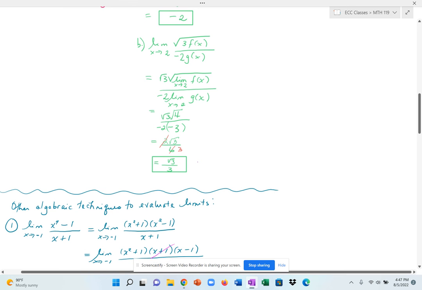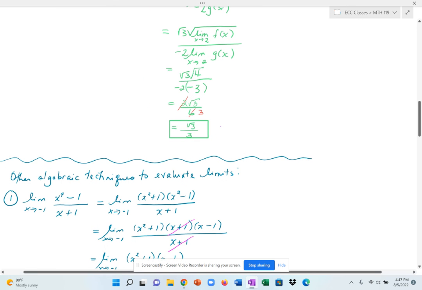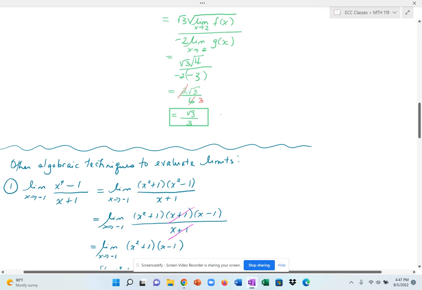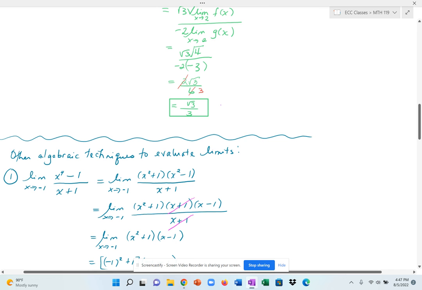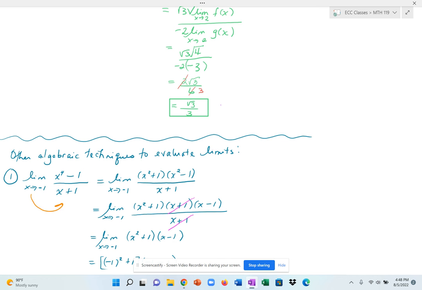So there are other algebraic techniques other than just factoring, which we did again in the previous lesson. So we'll practice the factoring again, but then we'll also use some other techniques in order to evaluate a limit through algebraic methods. So in this example, I have the limit as x approaches -1 of x to the fourth minus 1 over x plus 1. Again, I can't just plug in -1 because if I do, I'll be dividing by 0.